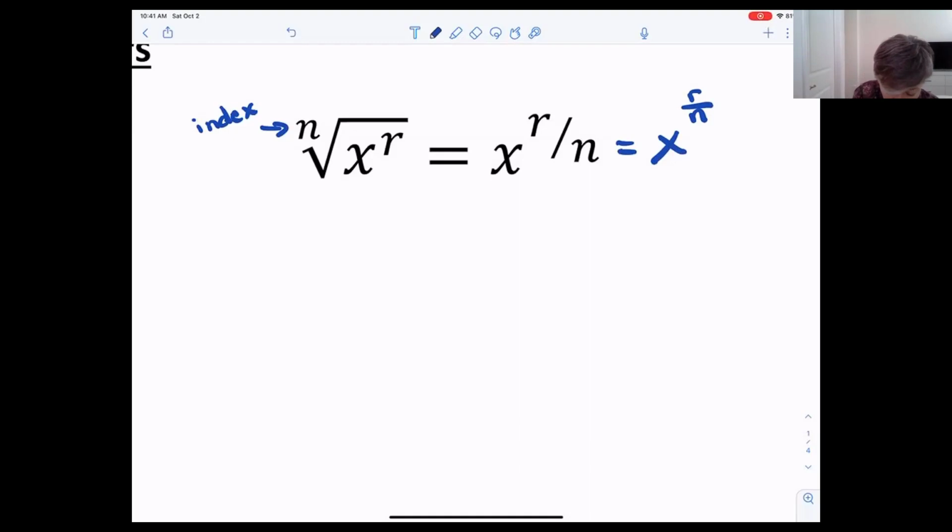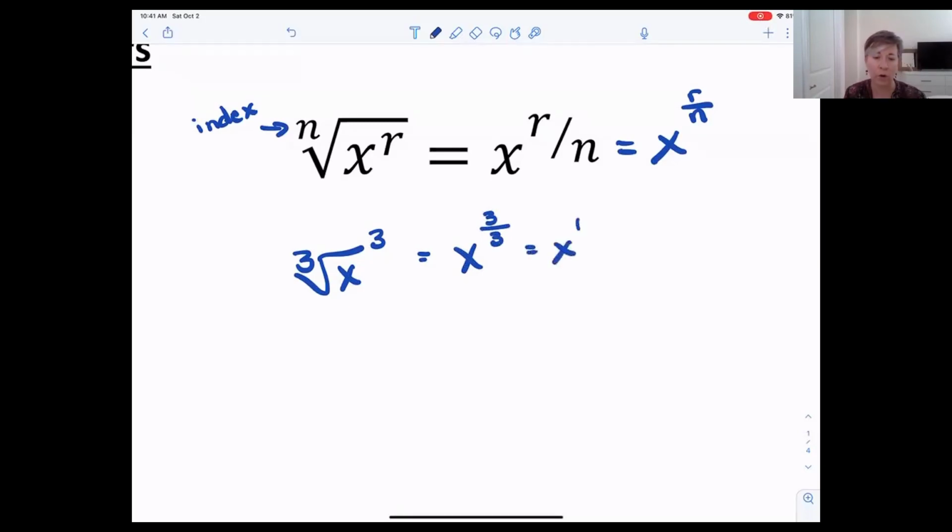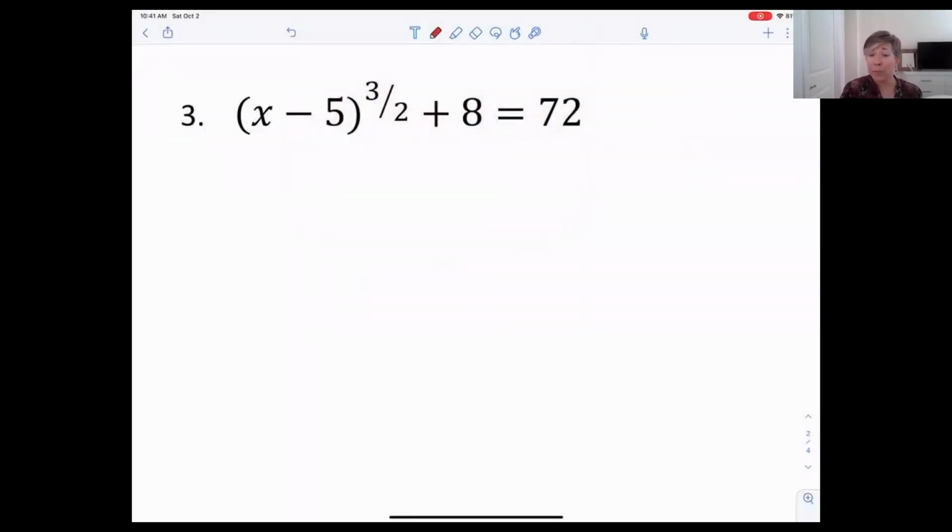That's another reason why if we had, say, the cubed root of x and we were to cube it, that means we would have x cubed and that cube would be divided by 3, and we would get x to the first. In other words, the radicand underneath. So in example 3, we have the quantity x minus 5 taken to the exponent of 3/2 plus 8 equals 72.